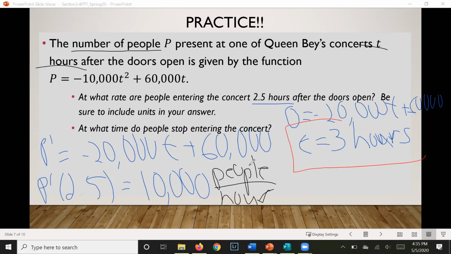Okay, so it looks like that is when that flow is now 0, no more people are coming in. That's about 3 hours. So this 2.5 we had down here, that was pretty close to peak entrance time, which I don't even know why someone would wait 3 hours to go to a Beyonce concert, but that's not our topic for this class.